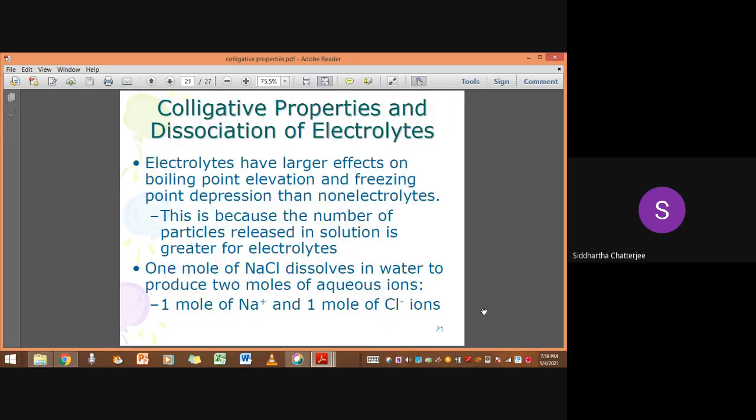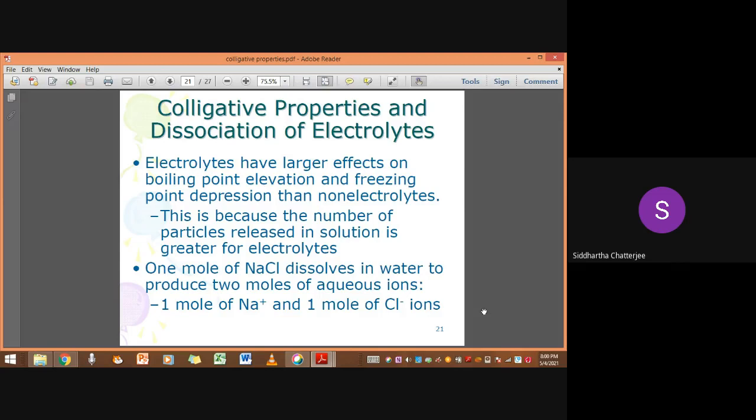Then so far we have explained the relative lowering of the vapor pressure at the very beginning. Then we have explained elevation in the boiling point. Then we have explained the depression in the freezing point. And then another important area is the osmotic pressure or osmosis. I will come to that. But before that, let us understand the colligative properties and dissociation of electrolyte.